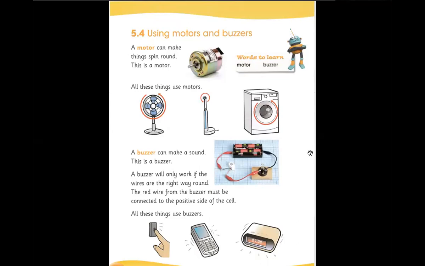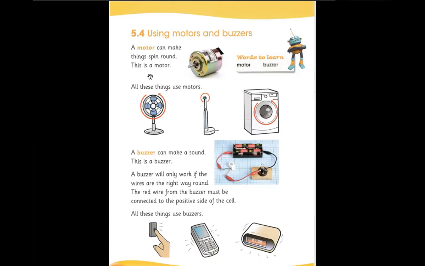A motor can make things spin around. This is a motor. You can see the picture of a motor in your book. Look what it does: it spins things around. Anything that it can move, rotate. You can see here, a fan. All these things are motors. A fan is a motor. Why?